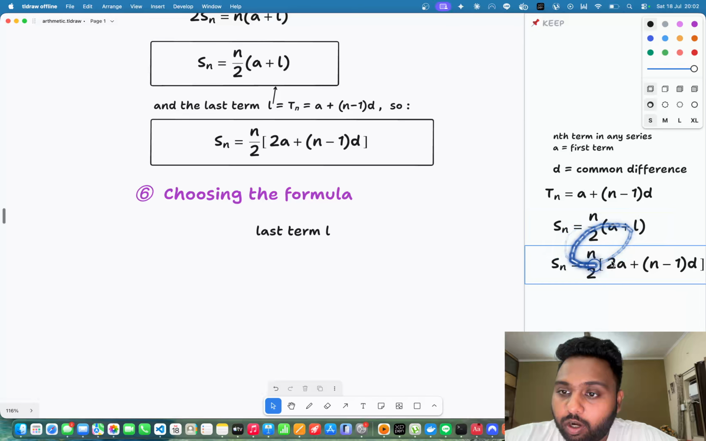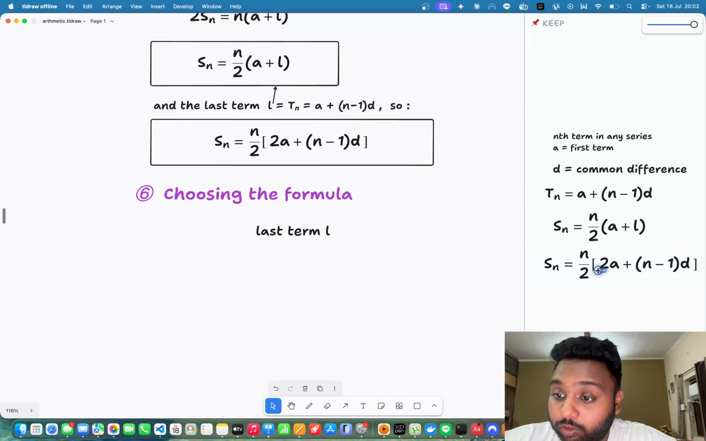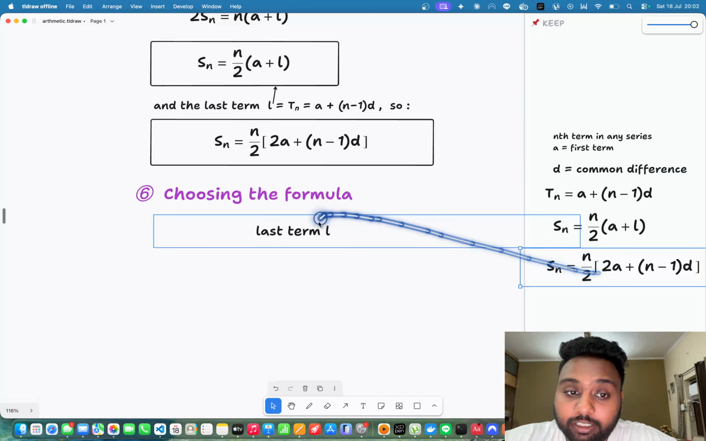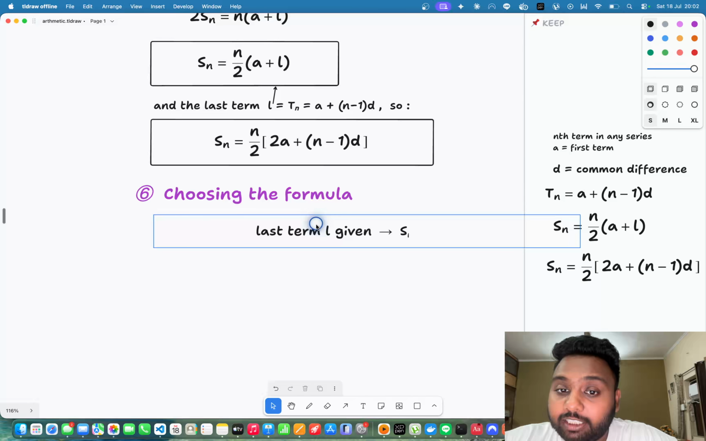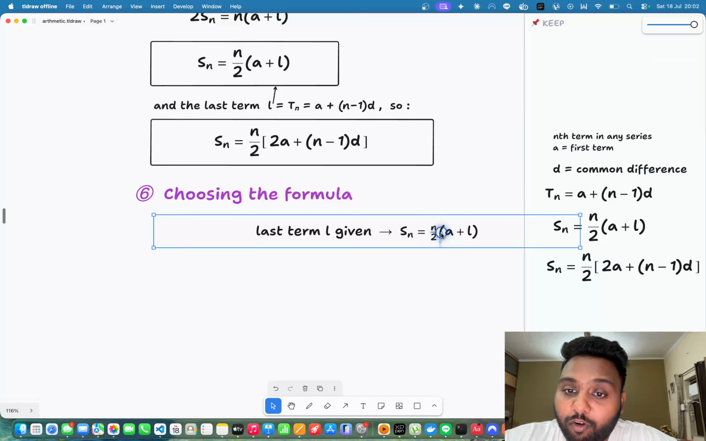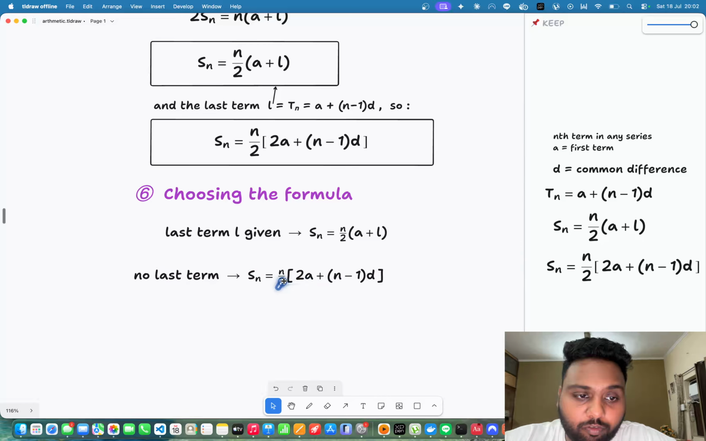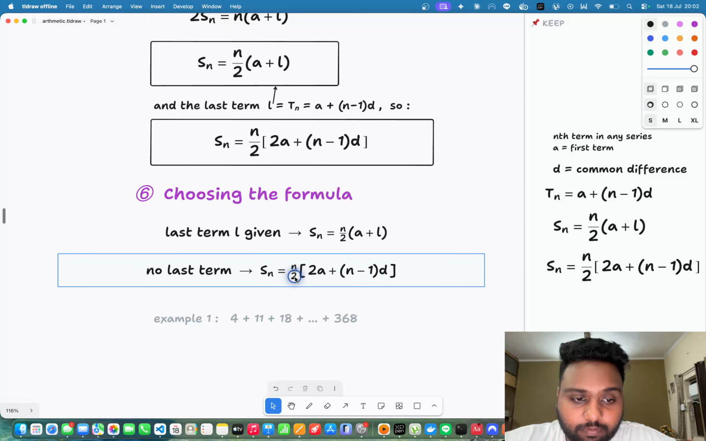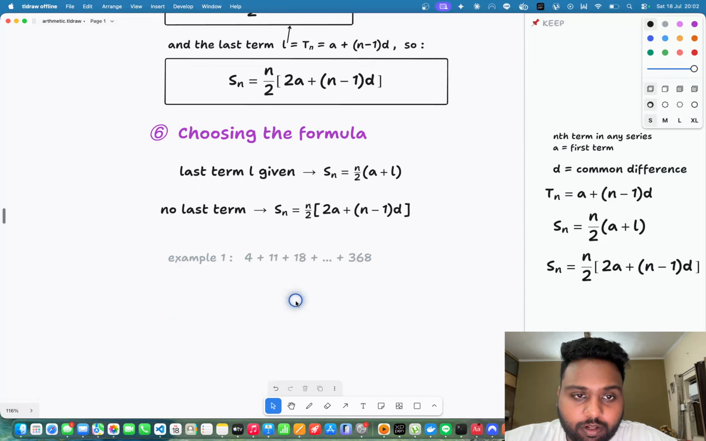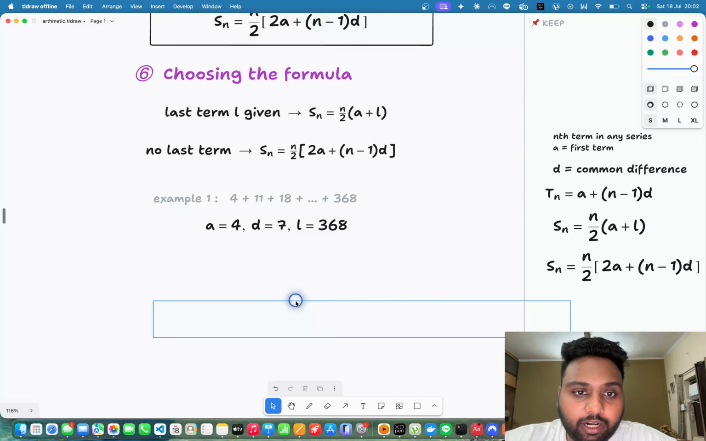Okay, now we have to understand which formula we will use, whether we will use this formula in some questions or we will use this formula. To understand that, it's very simple. If the last term is given to us, we will use the formula that contains the last term. And if no last term is given, then we will use just our normal formula. Okay. Let's look at some examples regarding that.